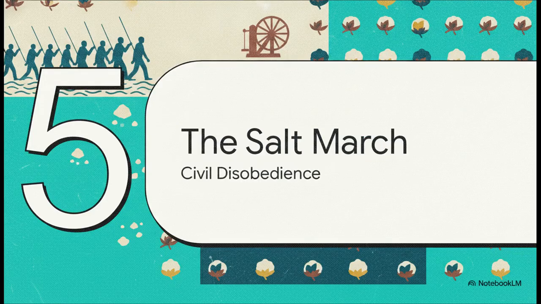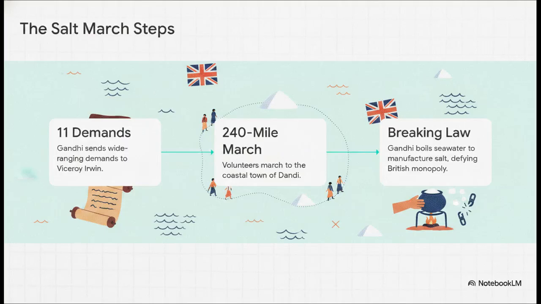Let's move to Section 5, the Salt March, civil disobedience. By 1930, the movement needed a new, undeniable symbol, and that symbol was salt. The famous Salt March happened in 3 clear steps. First, Gandhi sends 11 wide-ranging demands to Viceroy Irwin. Second, volunteers undertake a massive 240-mile march to Dandi. And third, Gandhi ceremonially boils seawater to manufacture salt, breaking British law.